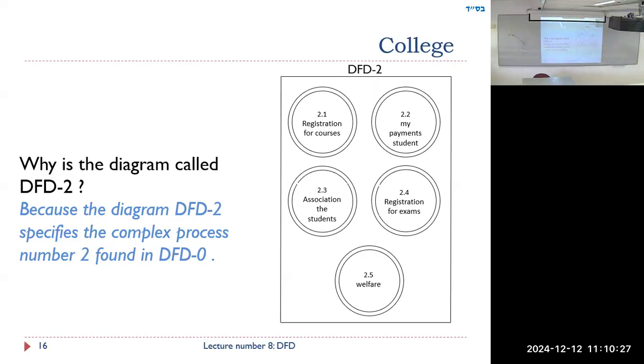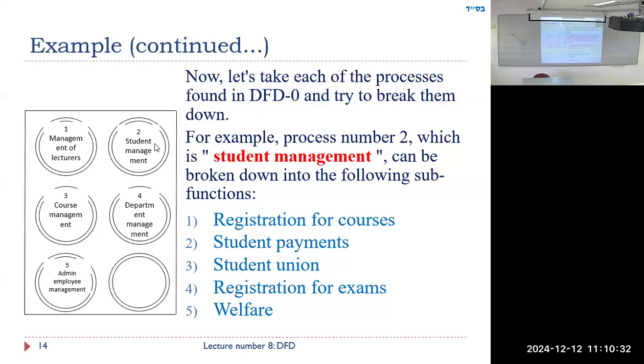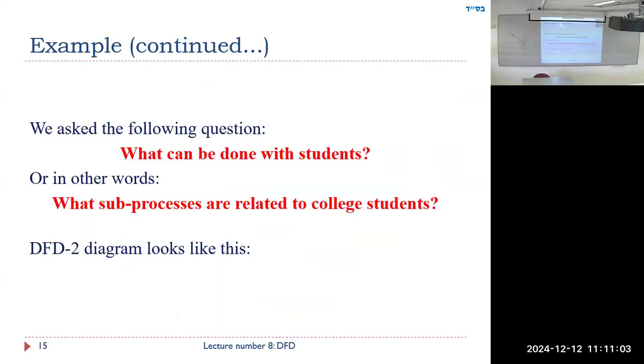It's not because it's level 2, but because it describes what we call 2 in DFD0. Let's say 1 had been without a double circle, then there would be no DFD1. If this were a single circle, it would mean it's a basic function. There's nothing more to say, so there would be no DFD1. There'd be a DFD2, or it might be a DFD3, but there wouldn't be a DFD1. There would be a DFD0 and then a DFD2. The numbers just mean which one they relate to in the previous one. And that's what we call hierarchical.